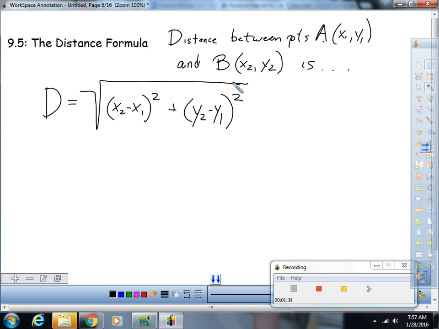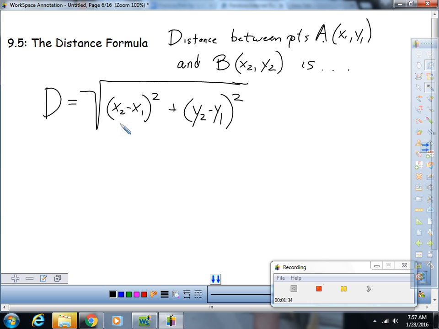You could also have x1 minus x2. What would that do to that number in the parentheses? It would make it negative, or it would make it positive, right? But then when we square it, what happens? It becomes the same number, so it doesn't matter. In slope, order does matter. In distance formula, order doesn't matter, okay? In slope, order kind of matters.